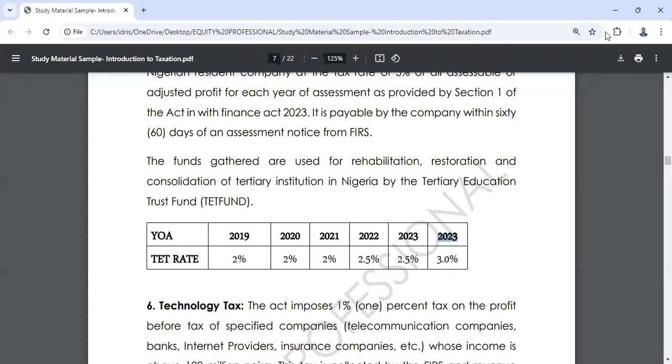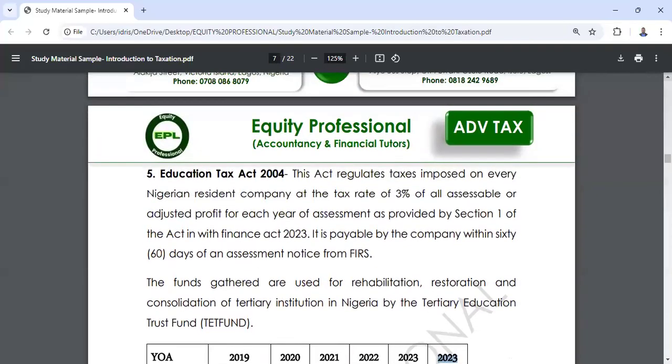Why do we collect education tax? Who collects education tax? Education tax is collected by FIRS. They collect education tax for the purpose of educational development in Nigeria. That education tax collected by FIRS, they will remit it to a body called TETFund. TETFund means Tertiary Education Trust Fund.